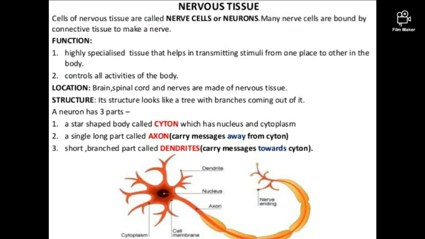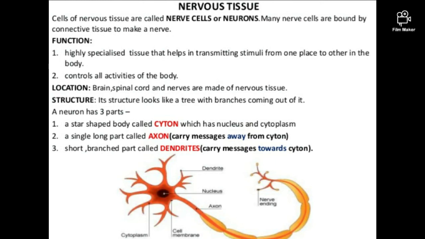You can observe the diagram and you will make the diagram now. There is the main cell body which is called cyton. It has one nucleus and cytoplasm. Like you have your head, you can imagine a girl's head as a cyton, then with a long hair, and when she braids her hair, that braid you can observe as the long axon, right? So it carries the messages away from the cyton. The cyton has short branched part called dendrites. They carry the messages towards the cyton.